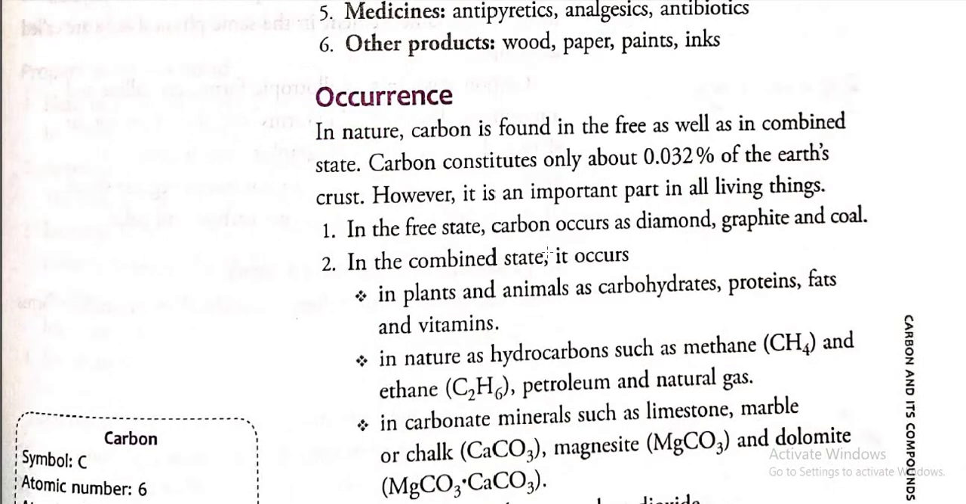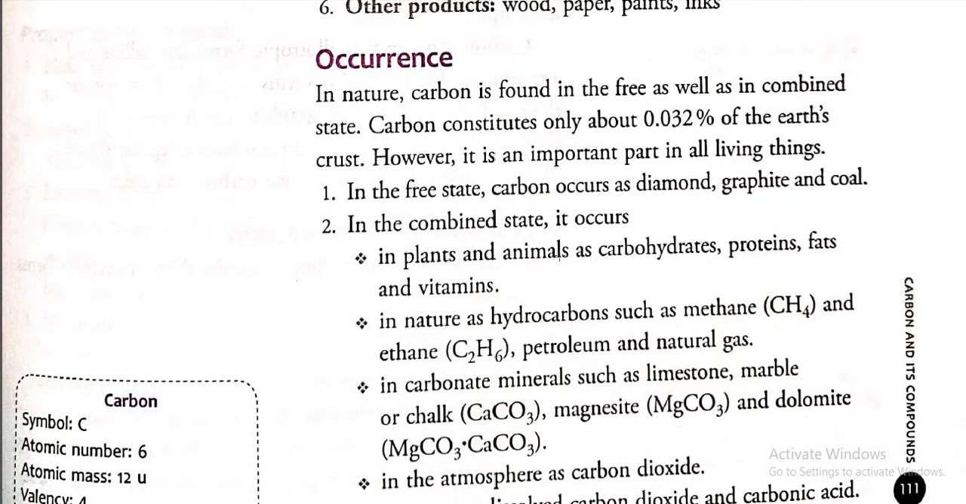Occurrence, where it occurs. In nature, carbon is found in the free as well as in the combined state. Carbon constitutes only about 0.032% of the Earth's crust. However, it is a very important part in all living things. Number one, in the free state, carbon occurs as diamond, graphite and coal. It is found in the free state in the form of diamond, graphite and coal.